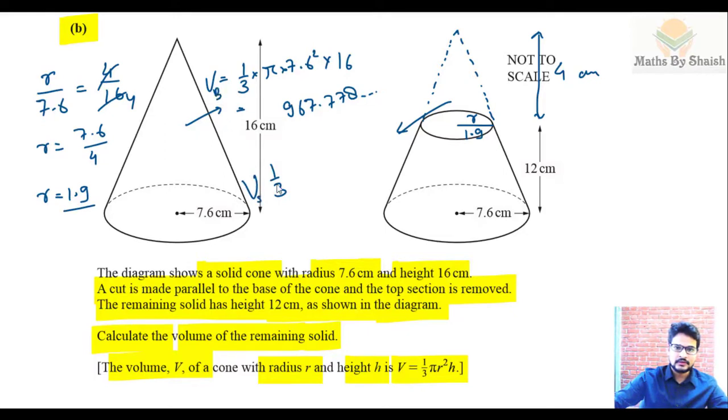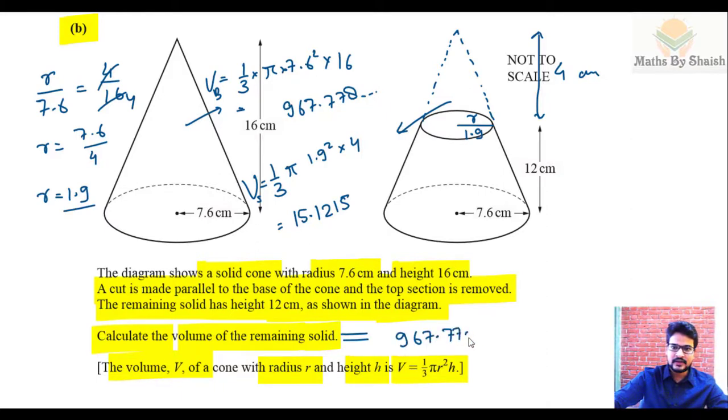pi r square h. This is smaller, and this is bigger. We can write 1/3 pi, r is 1.9 square, into height is 4. So from the calculator, 1.9 square and it is 4, this value is 15.1215 and so on.